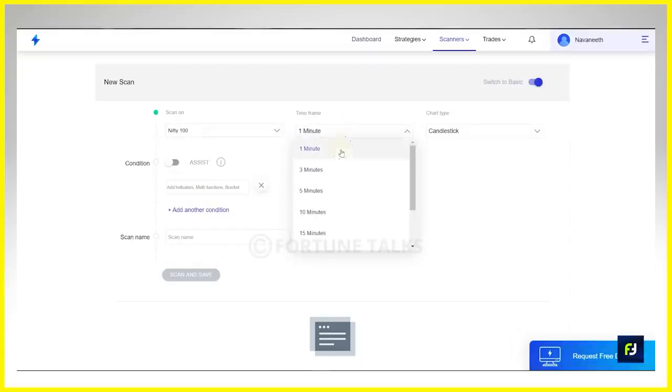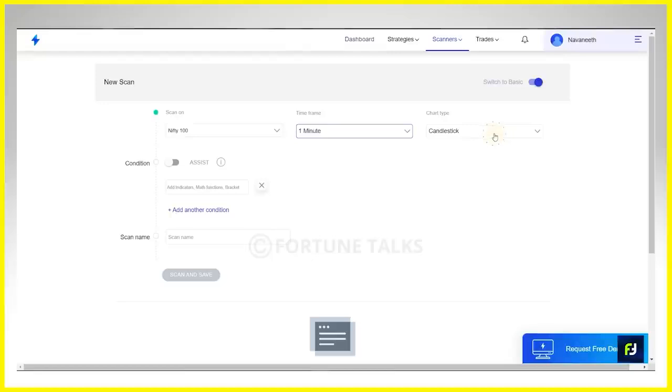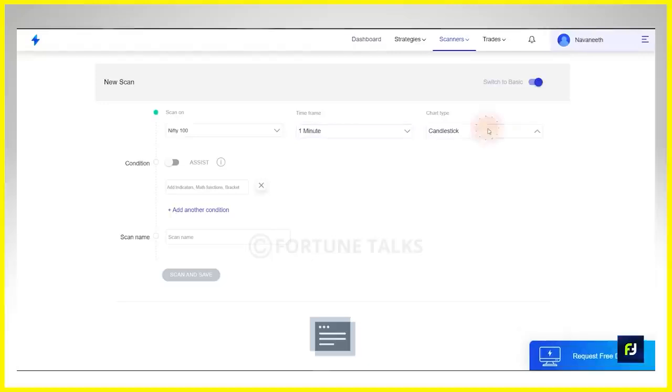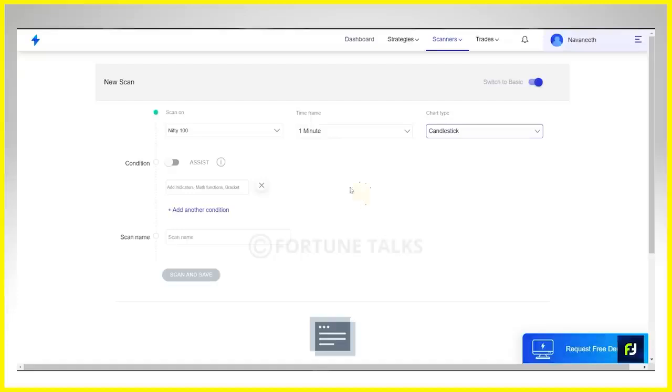Now the next option is to select the time frame that you want to run the scan for. You get time frames from 1 minute to 1 day. The next option is to choose the chart type. You can select between candlesticks and Heikin-Ashi. Then there is a conditions section where we will enter the required conditions for the pattern.